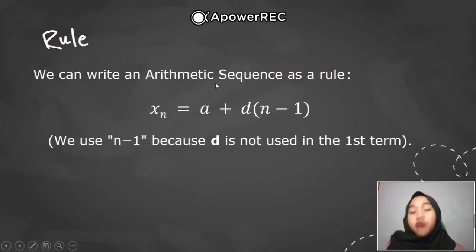Now, the rule of arithmetic sequence is xn equals a plus d times n minus 1. We use n minus 1 because d is not used in the first term.